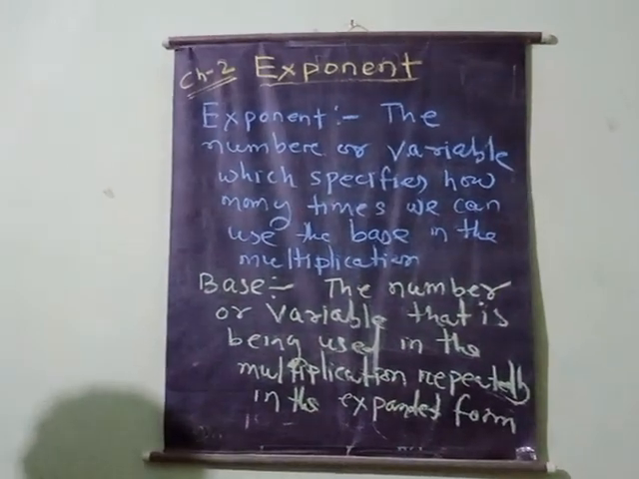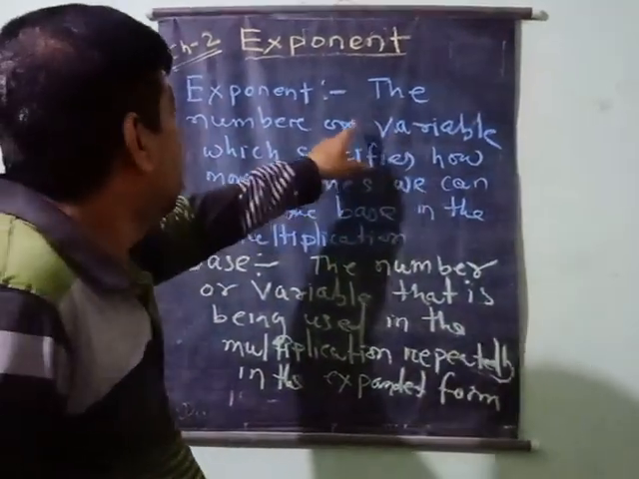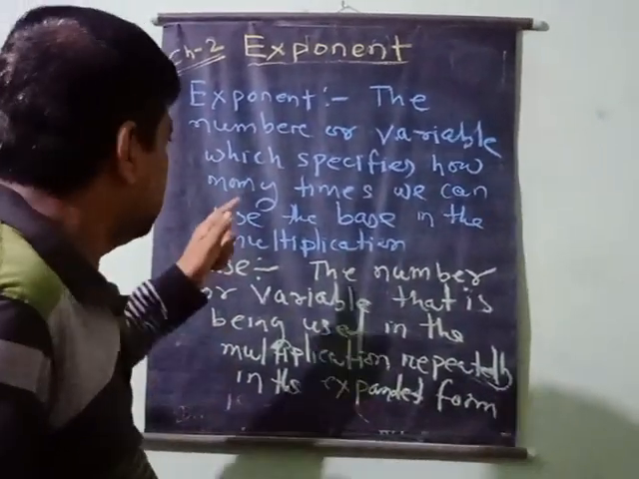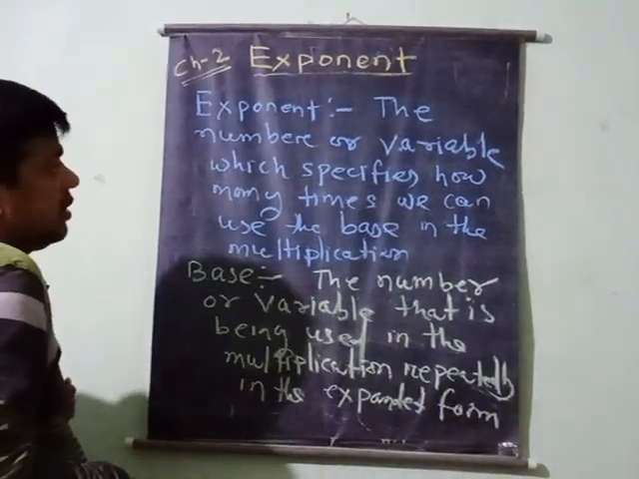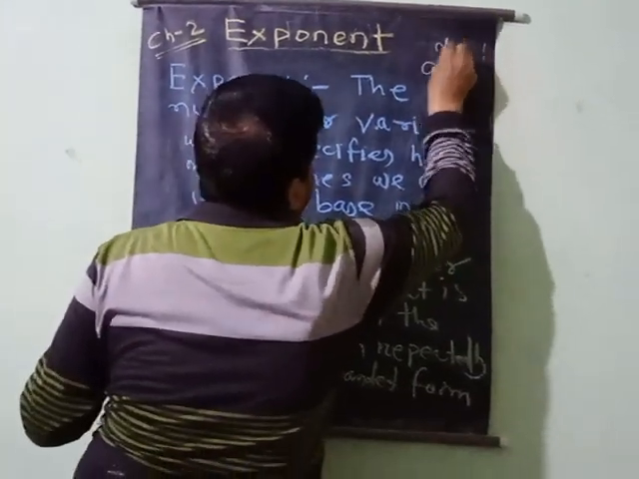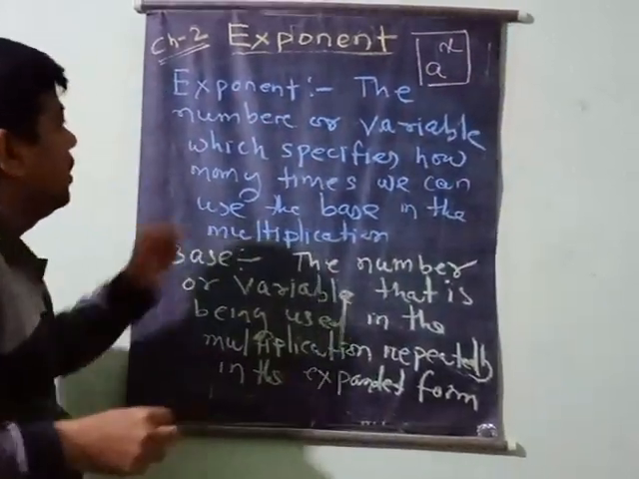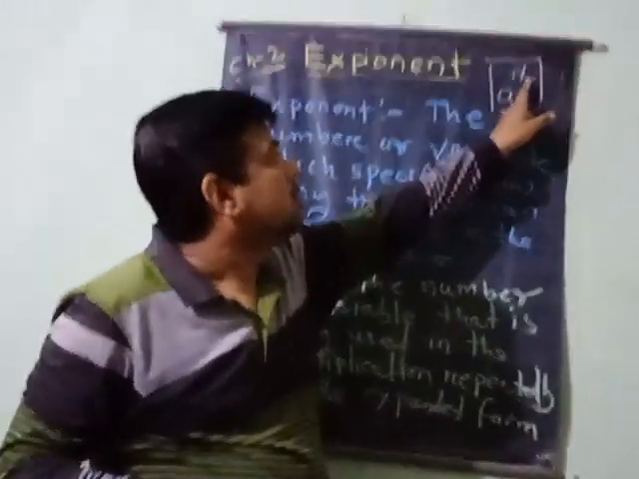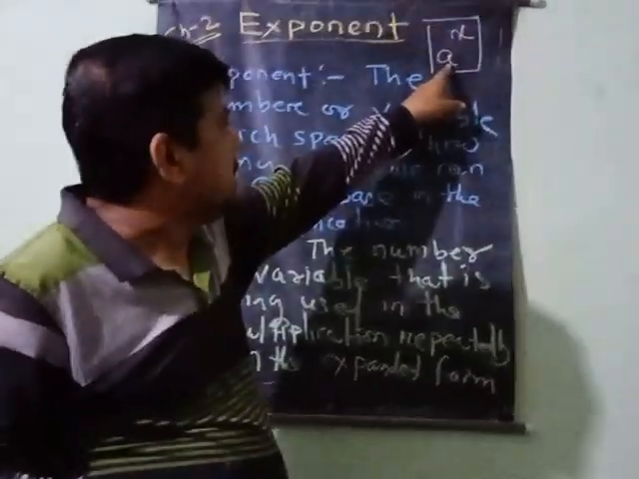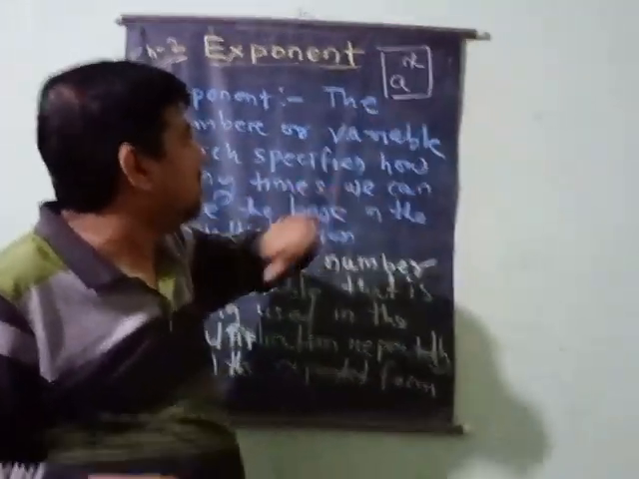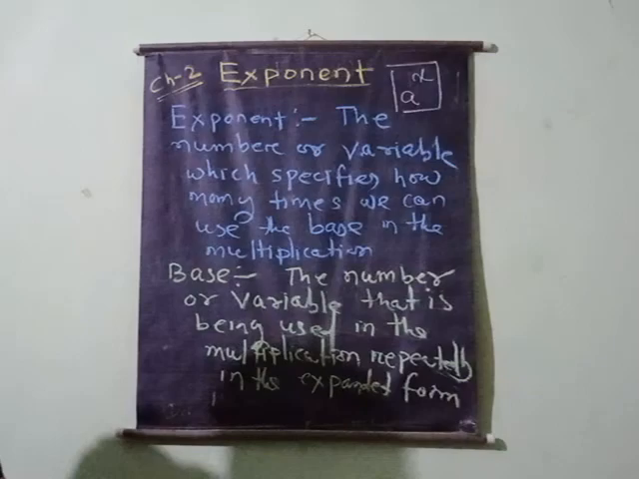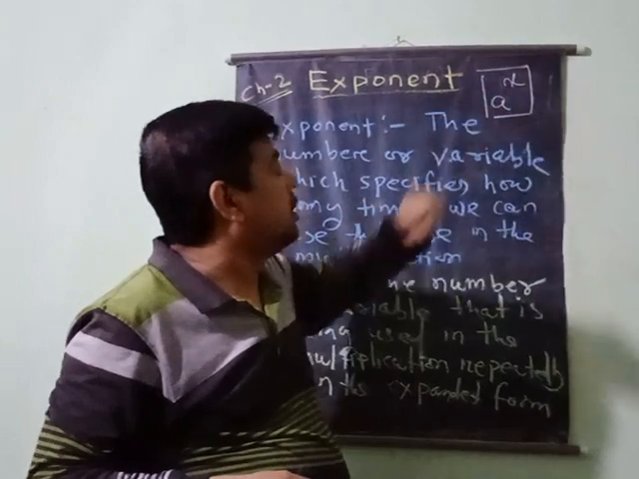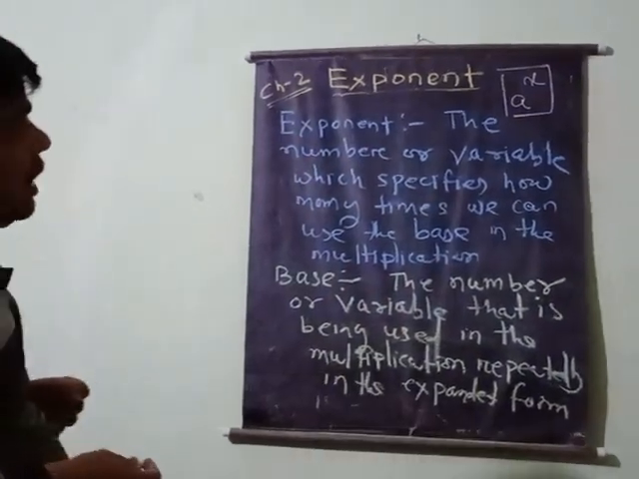Let us note down again. What is exponent? The number or variable which specifies how many times we can use the base in the multiplication. Suppose you see a to the power x is an exponential term. Here x is the exponent, and the exponent is a variable which tells how many times the base, the other number a, is multiplied. X number of times. Okay. And here the number a is used in the multiplication in the expanded form.